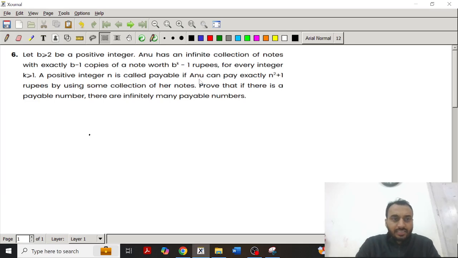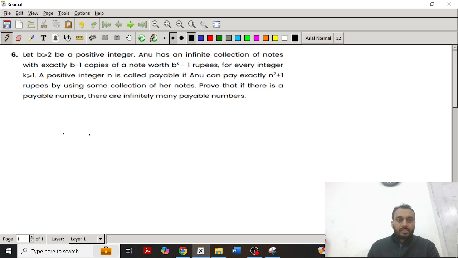Hello dear students, so let's discuss question number 6 of INMO 2025. Let's first read the question. In this we are given that b is greater than or equal to 2, a positive integer, and Anu has an infinite collection of notes with exactly b minus 1 copies of a note worth b power k minus 1 rupees for every integer k greater than or equal to 1.